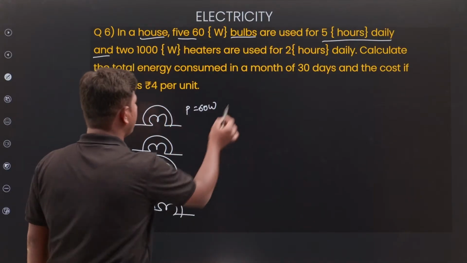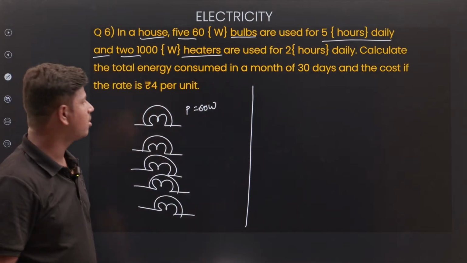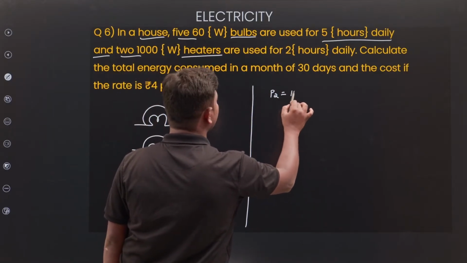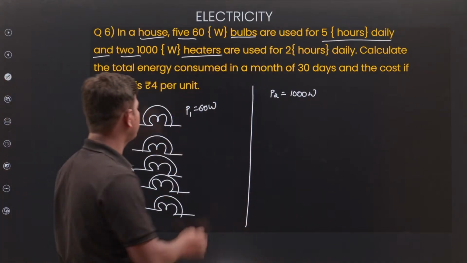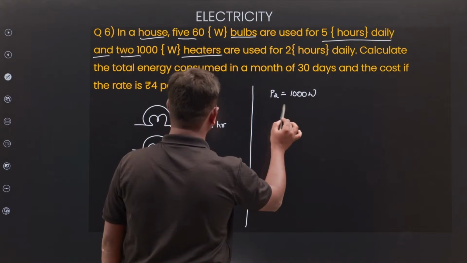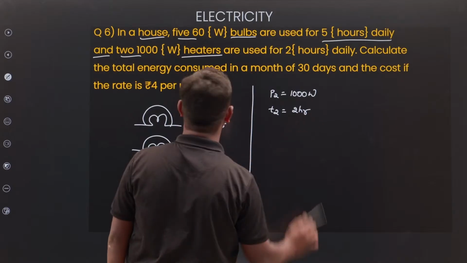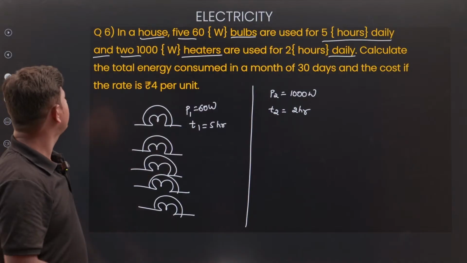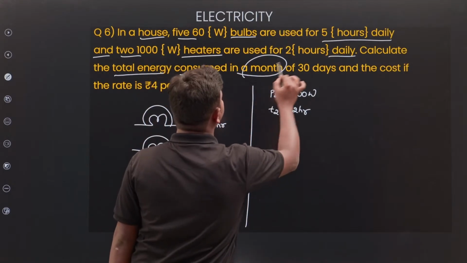Next, two heaters also. What is the power of them? The power of the heater is P2 equal to 1000 watts, used for time T2 equal to 2 hours daily. So bulbs are used daily, heaters are also used daily only. Calculate the total energy consumed in a month of 30 days.